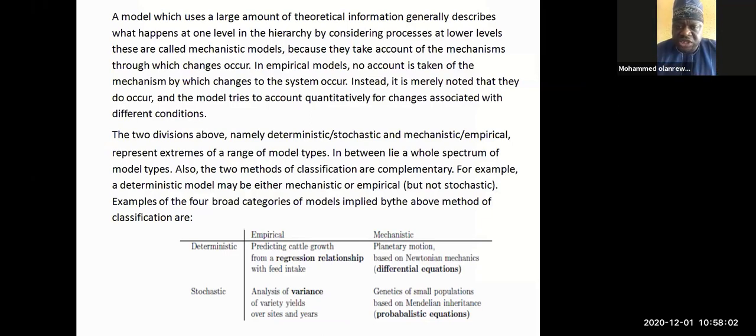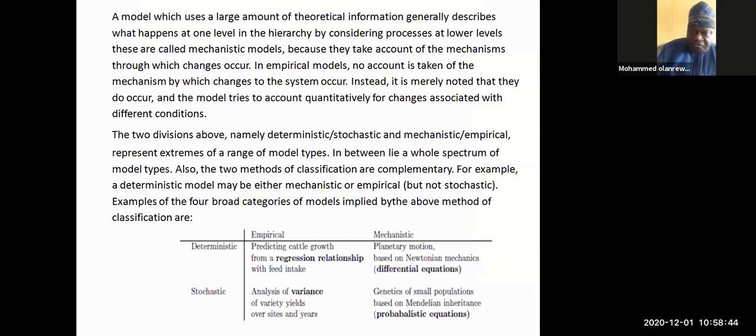A model which uses a large amount of theoretical information generally describes what happens at one level in the hierarchy by considering processes at lower levels. These are called mechanistic models because they take account of mechanisms through which changes occur. In empirical models, no account is taken of the mechanism by which changes to the system occur. Instead, it is merely noted that they do occur, and the model tries to account quantitatively for changes associated with different conditions.